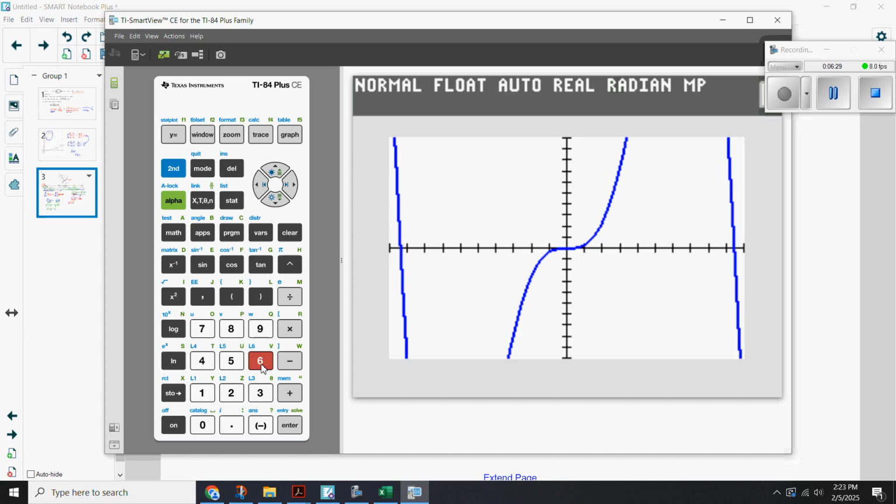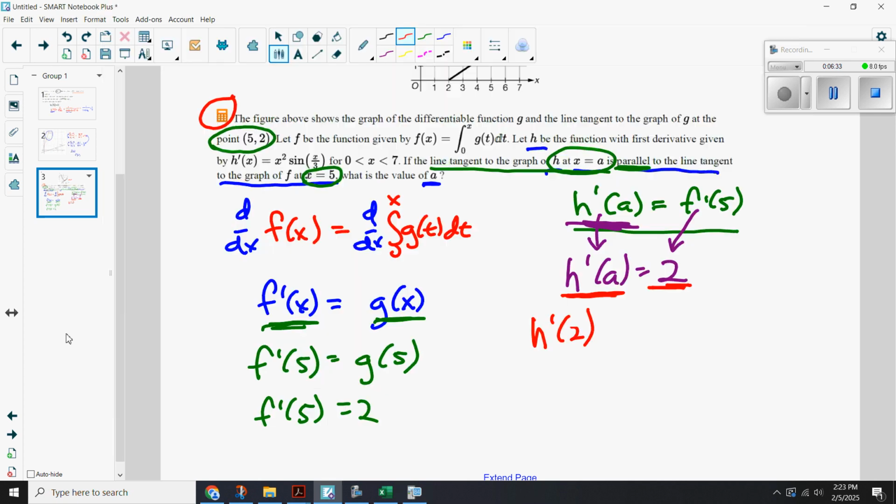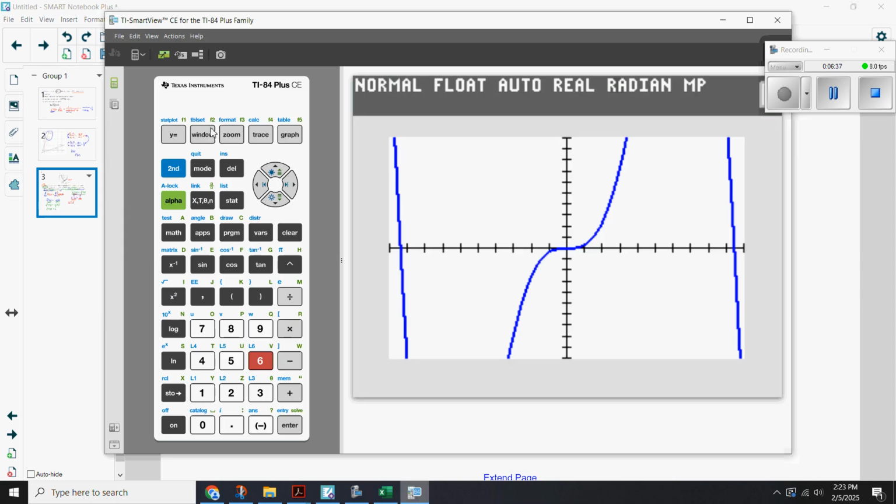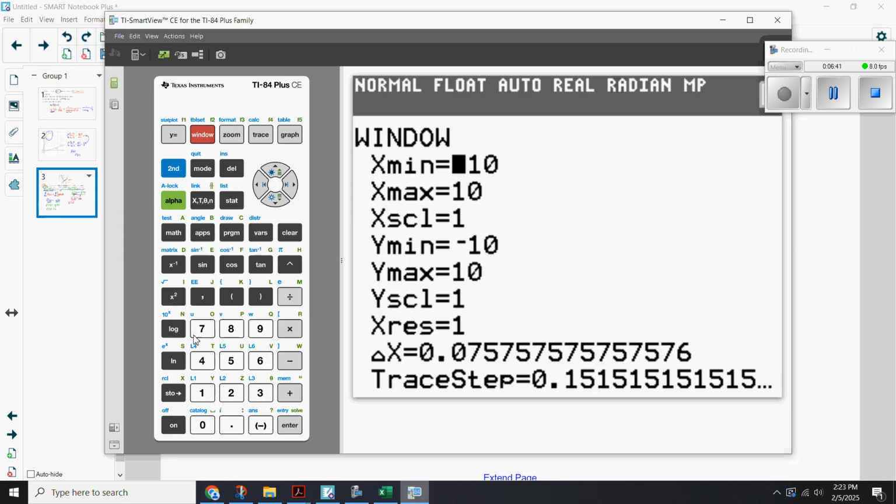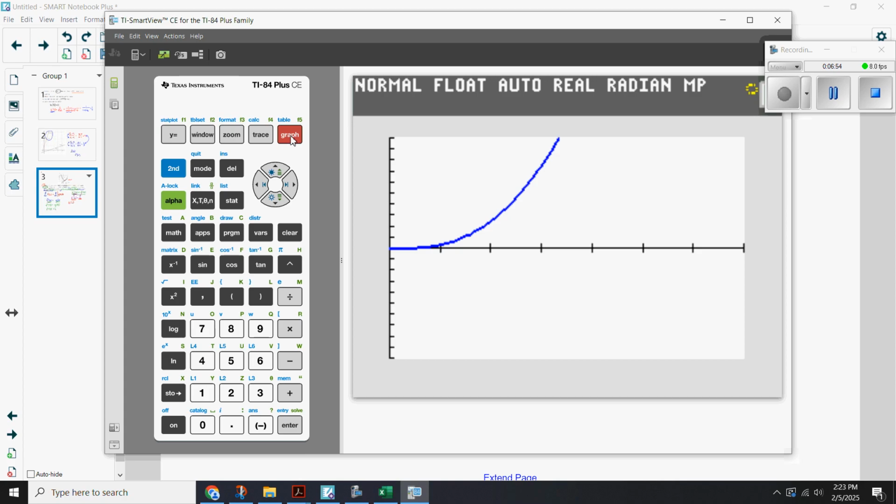But it only is asking me from, what was it, 1 to 7, I think? No, from 0 to 7. So I'm going to make it a little bit easier on myself and change my window: my x min is going to be 0, and my x max is going to be 7. So the only thing I'm seeing on my screen is from 0 to 7, and once I change my window, I have to press graph to get the picture. So this is what it looks like from 0 to 7.